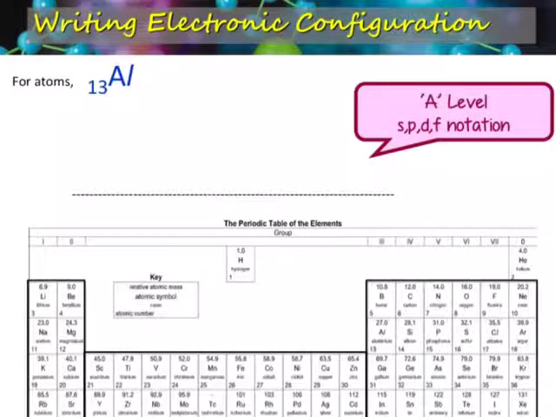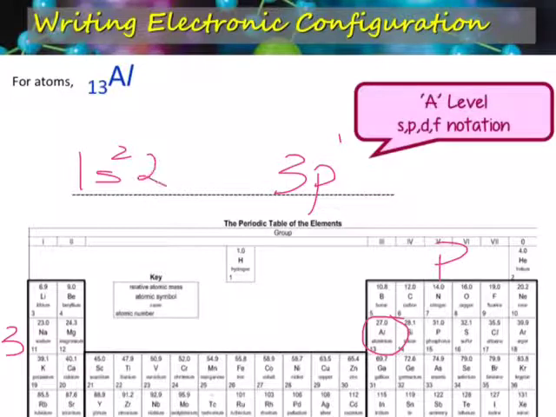Next example, we have aluminium. Again, locate aluminium in the periodic table. Aluminium is the first member of the p block elements and it belongs to period 3. Thus, its electron configuration will end with 3p1. For its complete electron configuration, again we start from the front: 1s2, 2s2, 2p6, and end with 3p1.